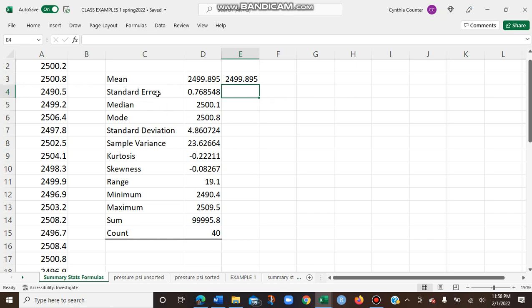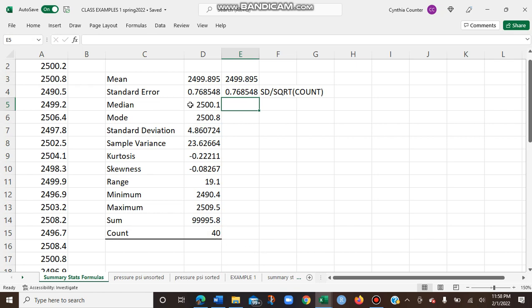The standard error is the standard deviation of the sampling distribution of means, and there is no individual Excel formula to compute this. If you wanted to find this, you would have to compute the standard deviation divided by the square root of count, which is the number of values in the data set. So we could go equals, take the standard deviation, divide it by the square root of the count, which is the sample size, and there is the standard error.